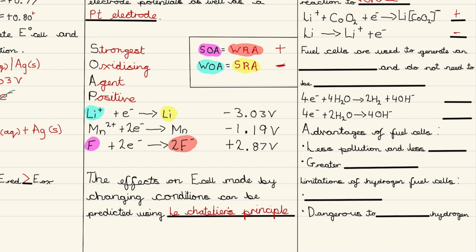Fuel cells are used to generate an electrical current and do not need to be electrically recharged. Okay, so for these reactions here, once again, just remember this one's negative and this one's positive, and then you can work out the overall reaction. The advantages of fuel cells is that there's less pollution and less CO2, and also there's greater efficiency. The limitations are that it's expensive and it's dangerous to transport hydrogen.